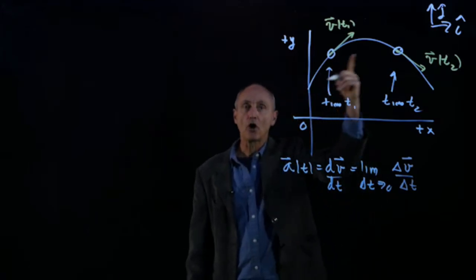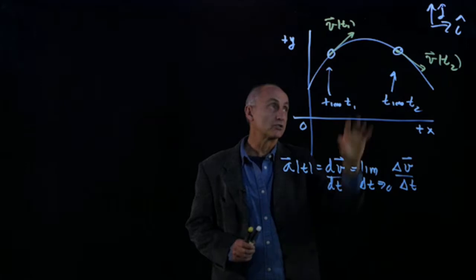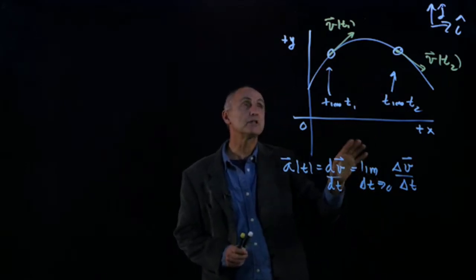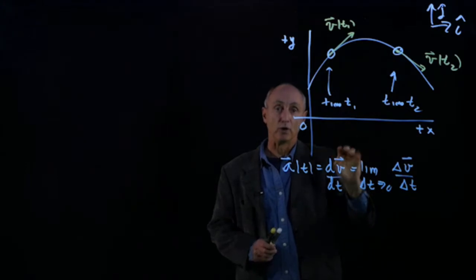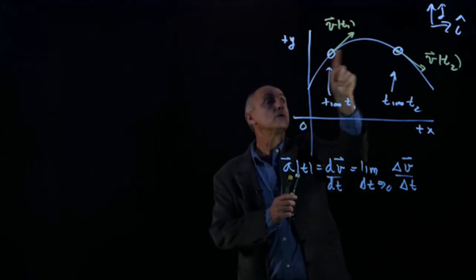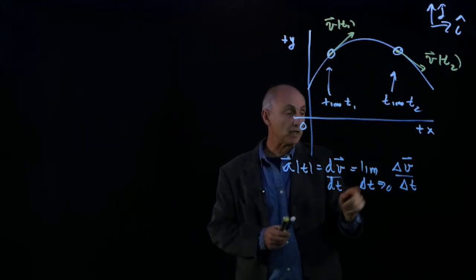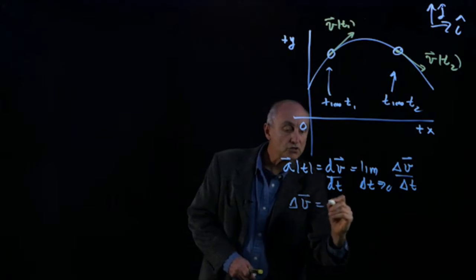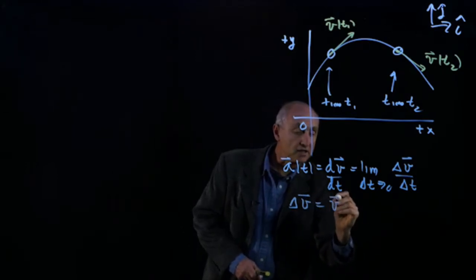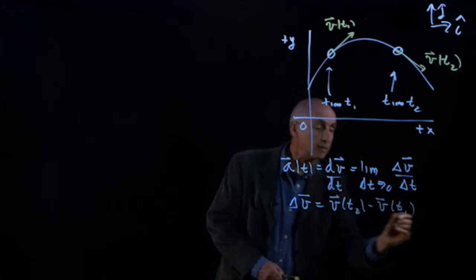Now, it's much harder to visualize the delta v in this drawing. And partly the reason for that is these velocity vectors are located at two different points. And right now, the backs of these vectors have different places in space. But remember that delta v is just v, in this case, at time t2, minus v at time t1.